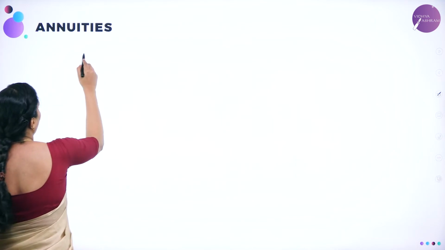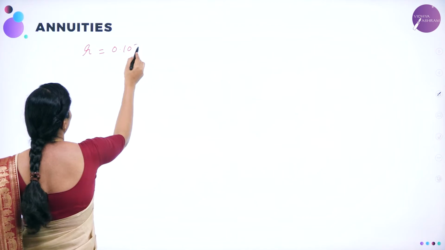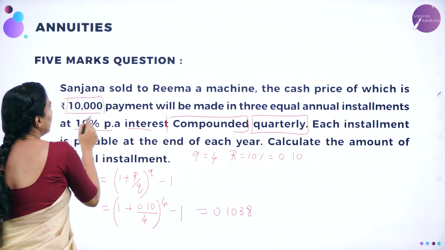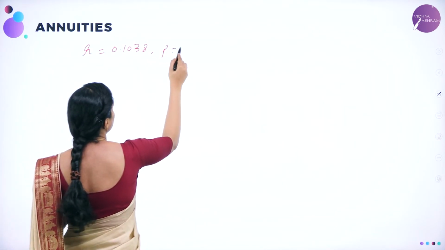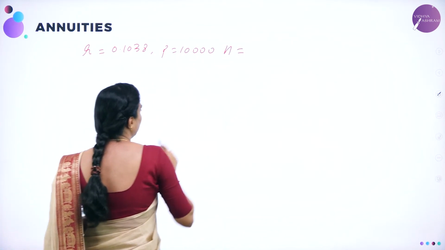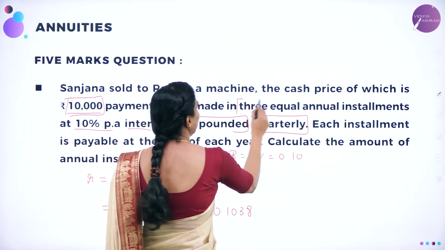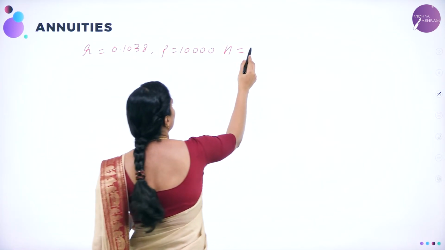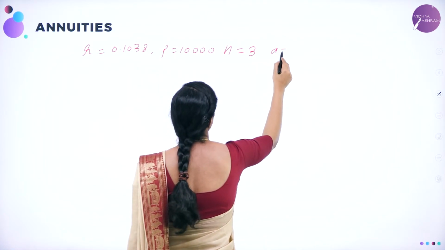By keeping this R, that is R is equal to 0.1038, and then what they have given? P. It is nothing but the cash price of rupees 10,000, means P will be equal to 10,000, and N is equal to how many years? The number of years will be equal to 3, 3 equal installments, which means per year. So here 3 years you are going to have. And then we need to calculate what A is equal to, right?